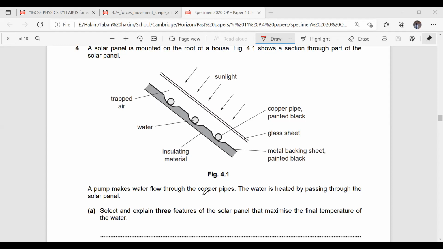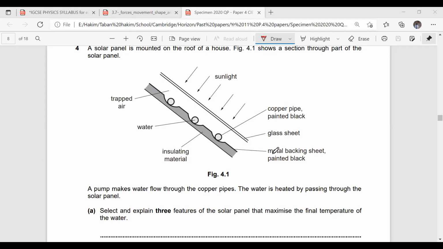A solar panel is mounted on the roof of a house. Figure 4.1 shows a section through part of the solar panel. A pump makes water flow through the copper pipe. The water is heated by passing through the solar panel. Select and explain 3 features of the solar panel that maximize the final temperature of the water.